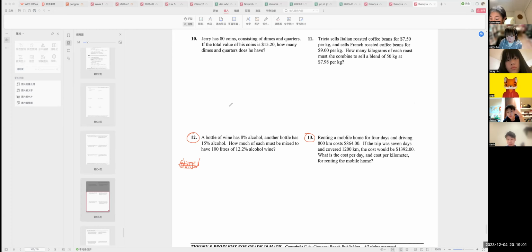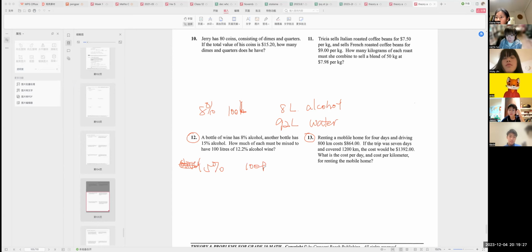A bottle of wine has 8% alcohol. Okay, so what does it mean? If we have a 100 liter bottle, only 8 liters is alcohol, and the rest, 92 liters, is water. Understand? Another bottle has 15% alcohol. That means if you have 100 liters, only 15 liters is alcohol, and the 85 liters is also water.